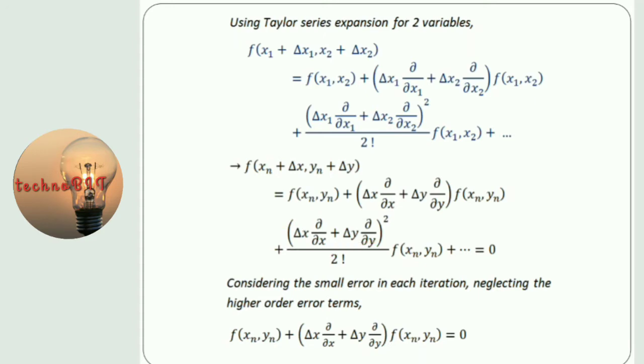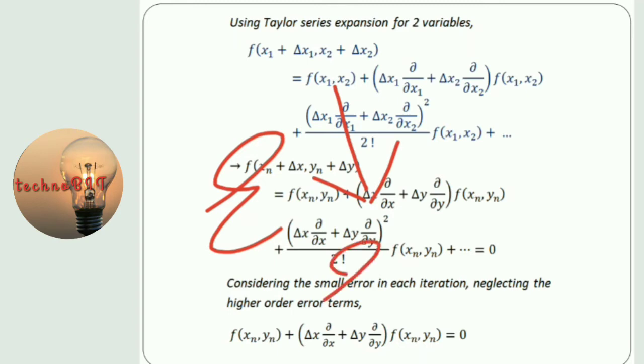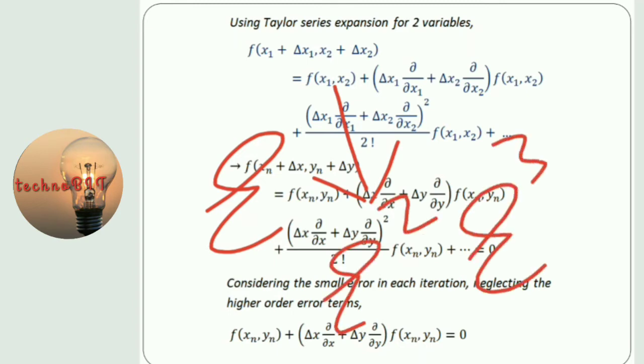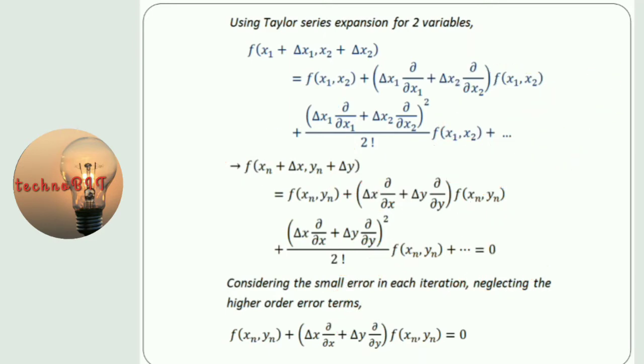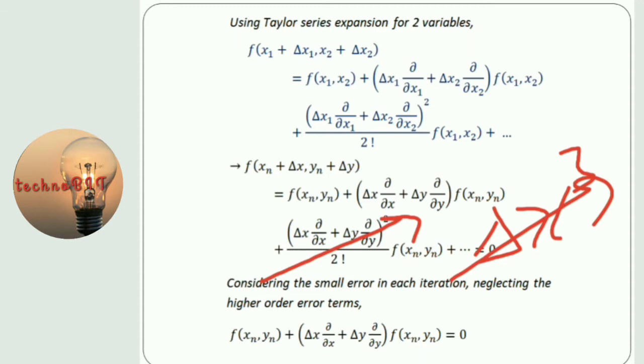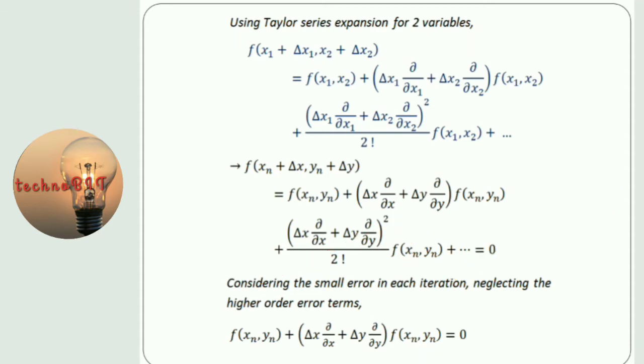Now in every Newton-Raphson derivation we consider the same thing: the error is very low. If the error is very low, the error square term or error cube term will be almost equal to 0. That assumption we take here also. You can see del x and del y represent the error, and we have the square term of that, and in the next term the cube term of this error. We neglect these higher order terms because the error is very small, so these terms become 0.